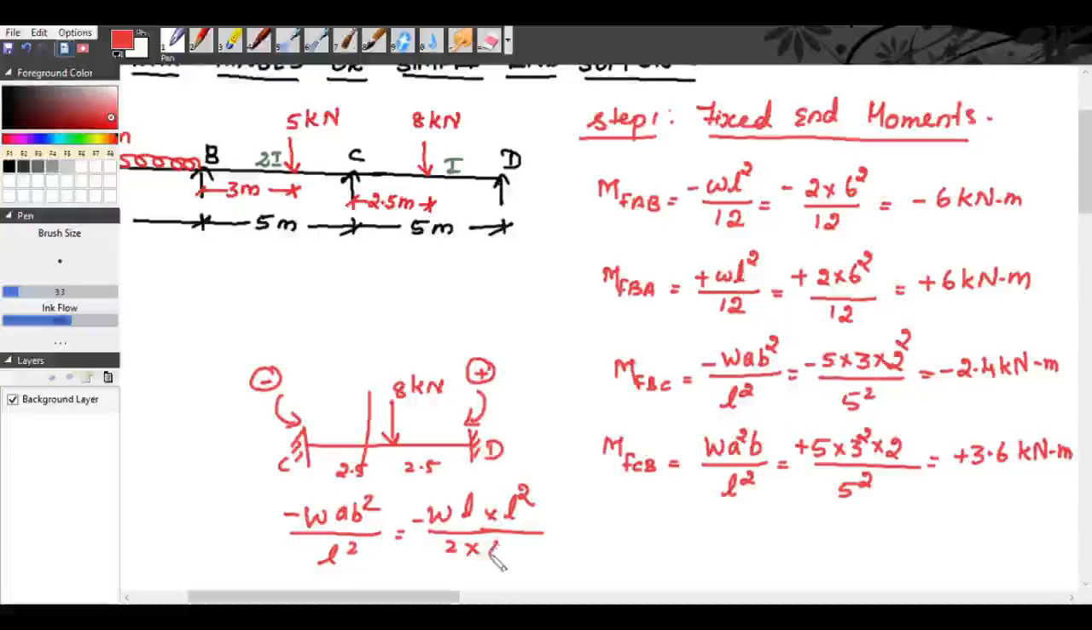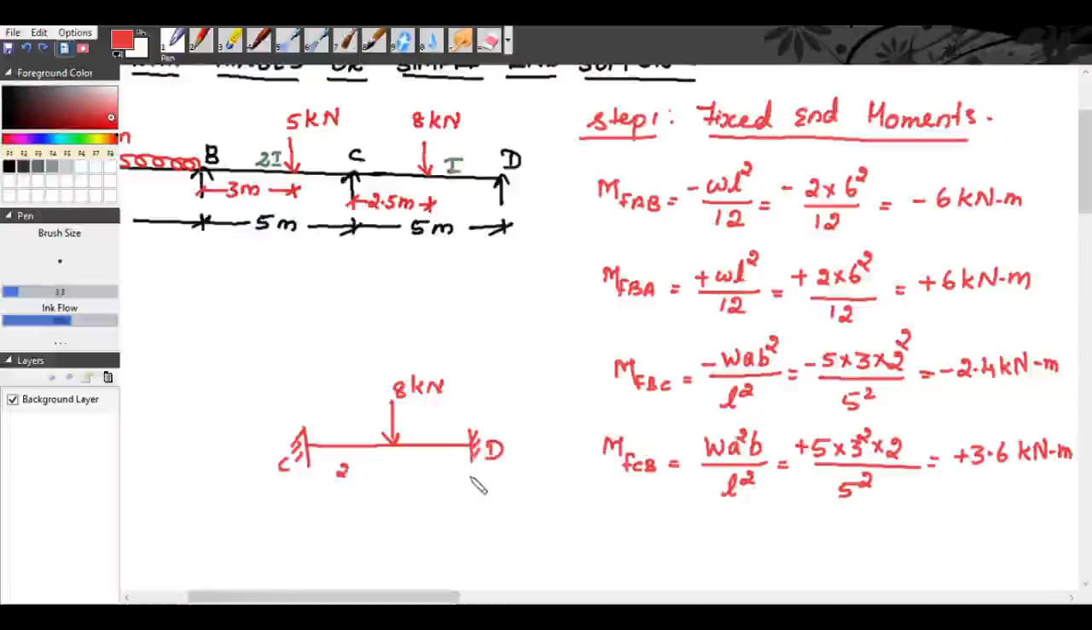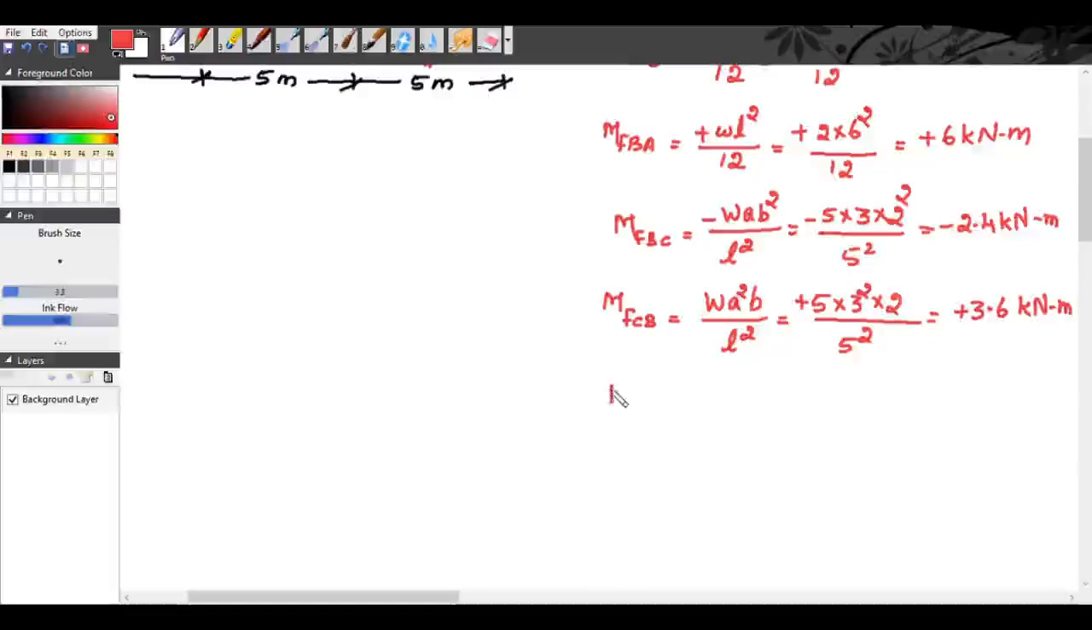So L square by 4 into L square. So you will get minus W L by 8. And for MFCB you will get plus W L by 8.